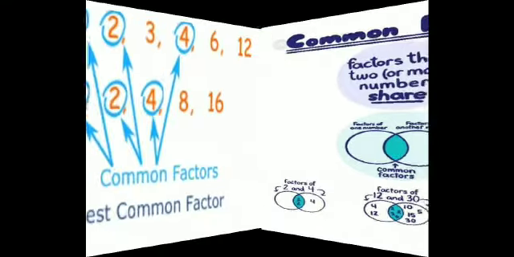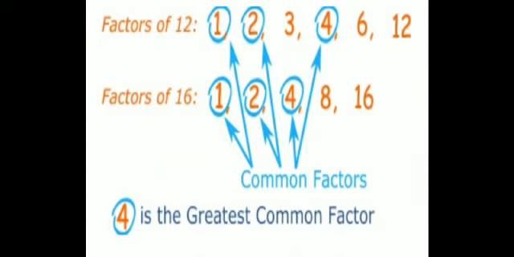Here we have factors of 12 and factors of 16. Factors of 12 are 1, 2, 3, 4, 6 and 12, and factors of 16 are 1, 2, 4, 8 and 16, right? Now we can see the common factors of these two numbers are 1, 2 and 4. So here we have three common factors, and among these three, 4 is the greatest common factor.